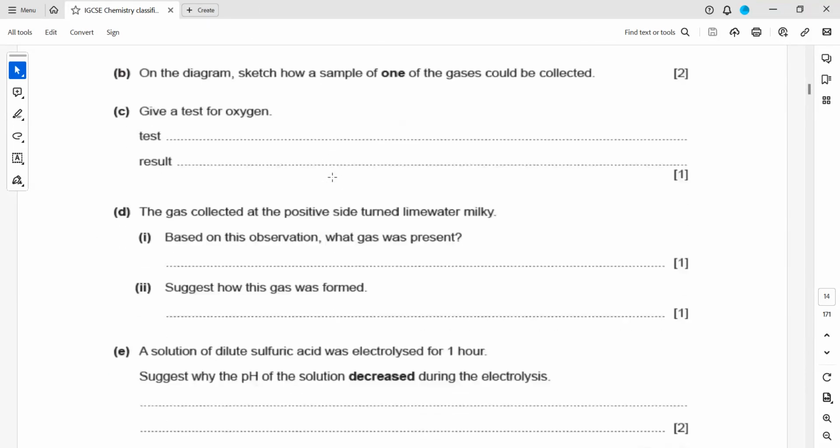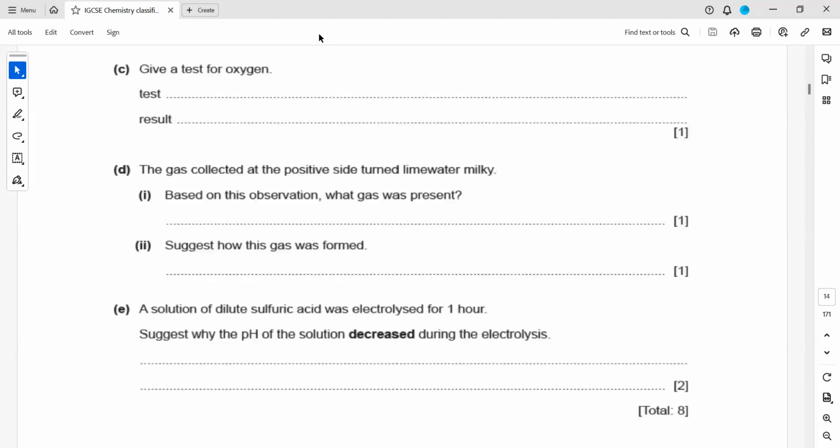Give a test for oxygen. How can we test the oxygen gas? Oxygen is tested with a glowing splint. And what is the result? It will relight. The gas collected at the positive electrode turned lime water milky.